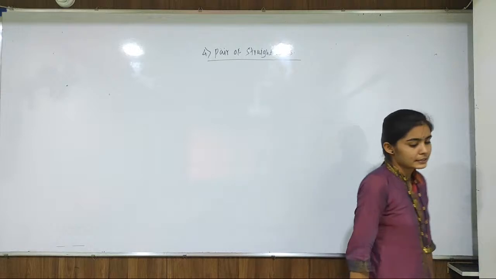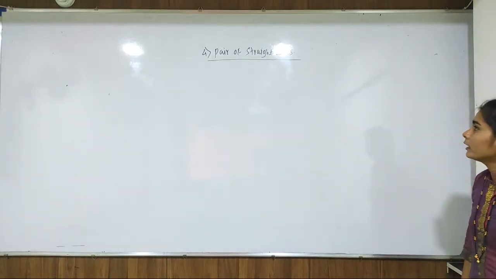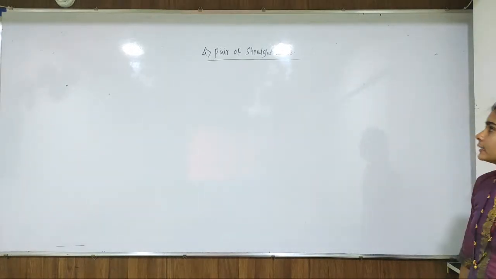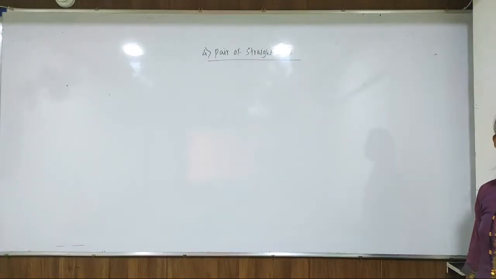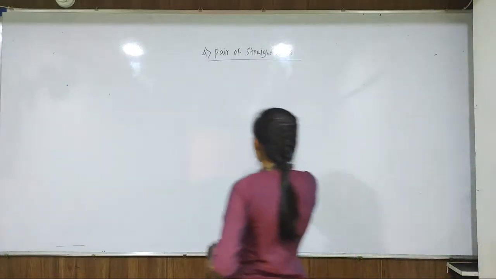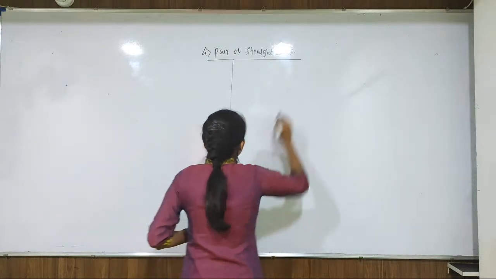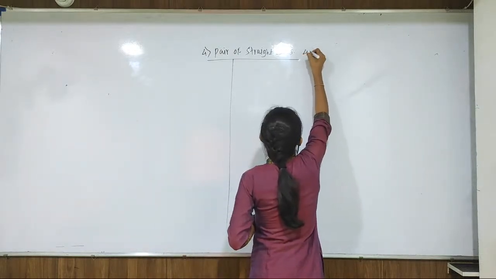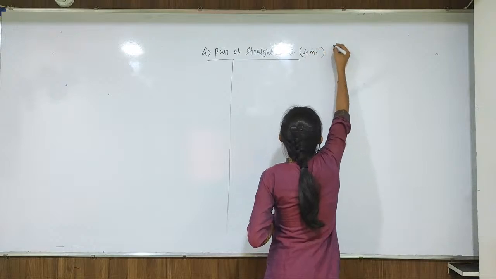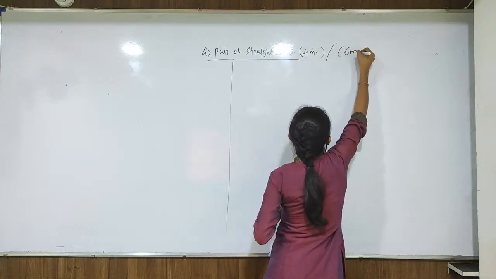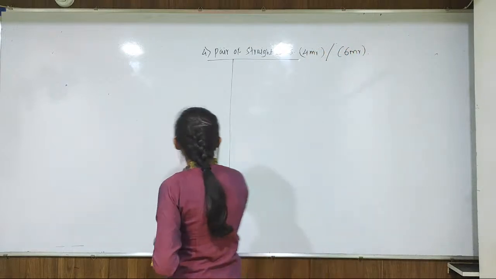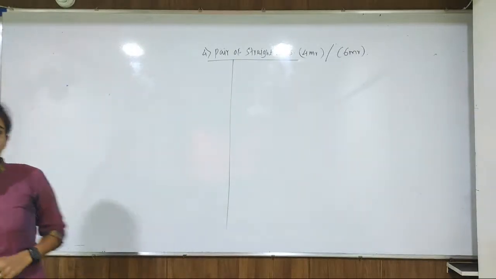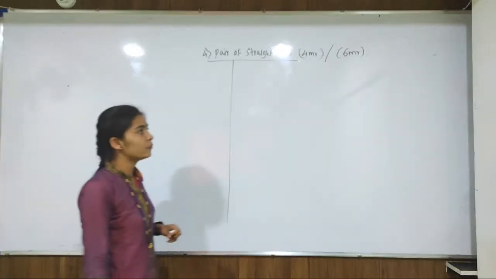So our mathematics chapter is complete. So we will continue. Our next chapter, fourth chapter, is pair of straight lines. Weightage for this chapter is 4 marks without option, and with option it is 6 marks. या chapter ला weightage आहे 4 marks without option, and with option आहे 6 marks.